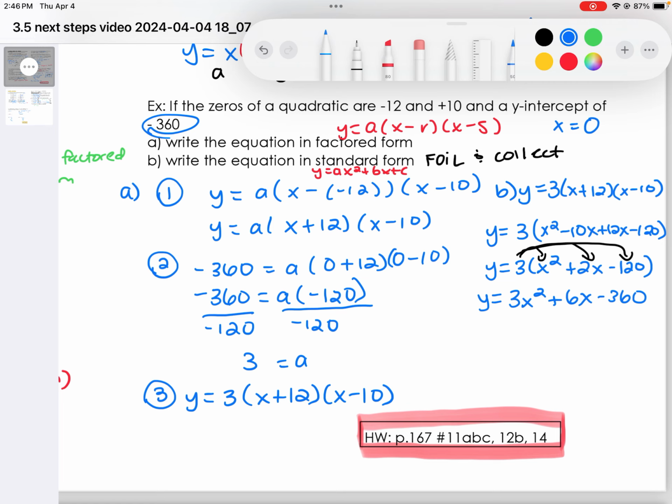Okay, so take a look at the questions. The first ones are with a graph. The second ones are given the numbers. Try to collect like terms. There's one of these questions on the practice test that now you can do. Okay, thank you.